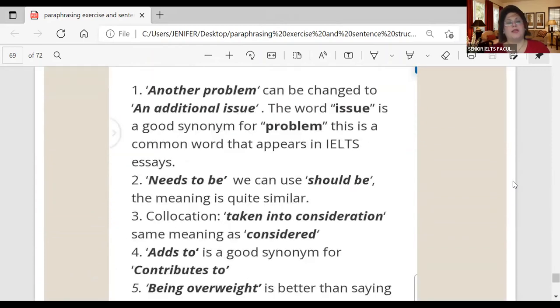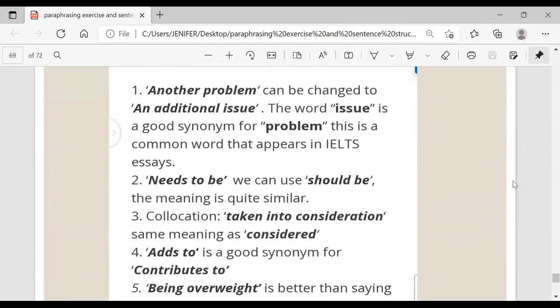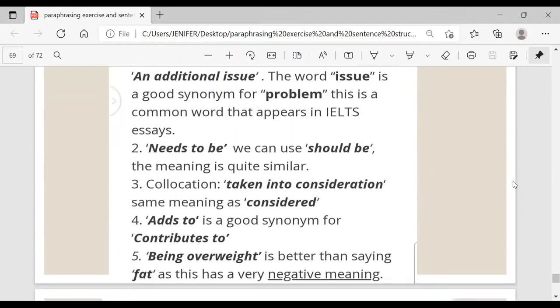Excellent. Analysis. Another problem can be changed to an additional issue. The IELTS issue is a good synonym of problem. This is a common word that appears in IELTS essays. Need to be, we can use should be. The meaning is quite similar.